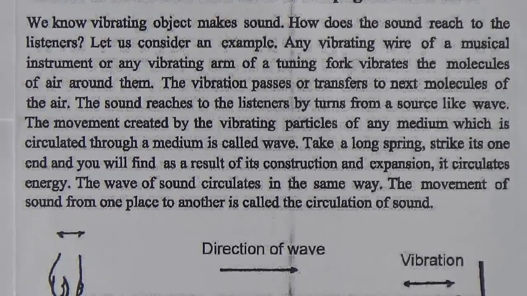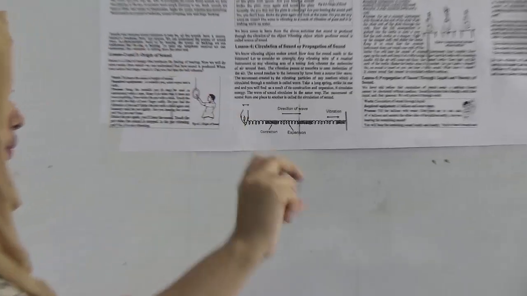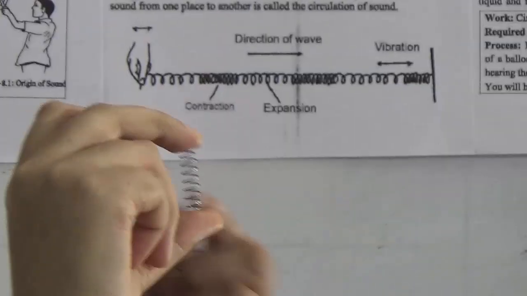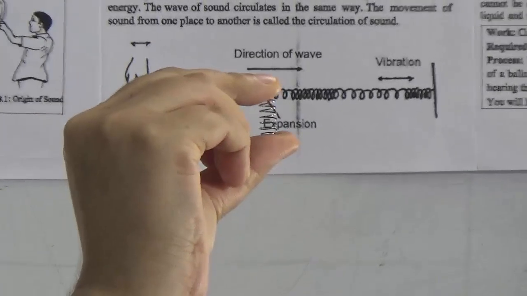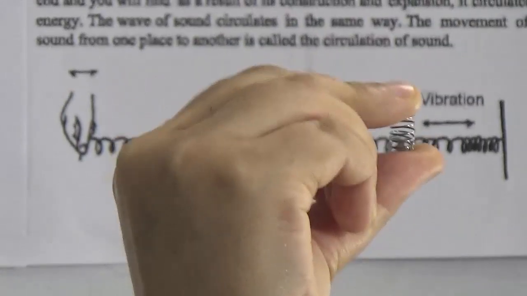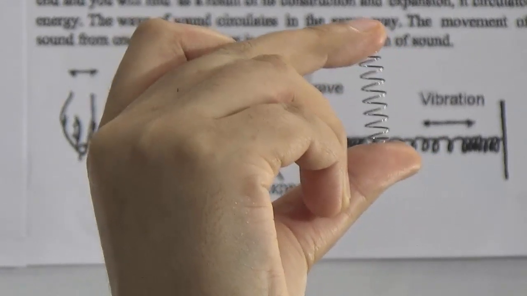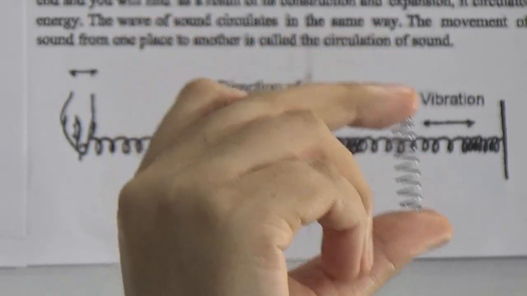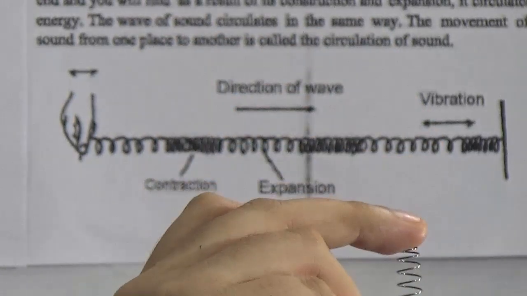I have some springs. If you do this experiment at your home, you need a long spring. I have a small spring. You can see if I press this, it is called contraction, and if I release this, it spreads again, and this is called expansion.